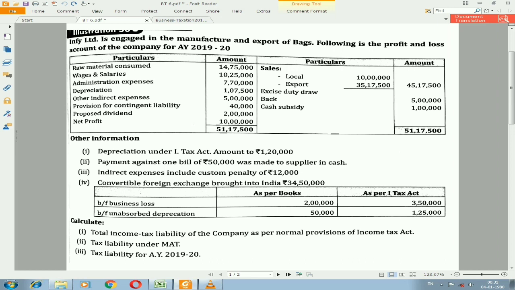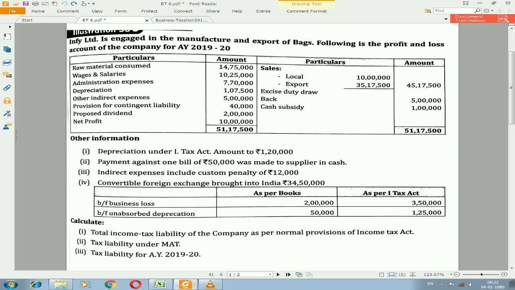Infi Limited is engaged in the manufacture and exports of bags. Following is the profit and loss account of the company for the assessment year 2019-20. On the debit side, we have raw material consumed, wages and salaries, administration expenses, depreciation, other indirect expenses, provision for contingent liability, proposed dividend and net profit. On the credit side, we have sales. Under sales, local sales as well as foreign sales, that is export, excise duty drawback, then cash subsidy.